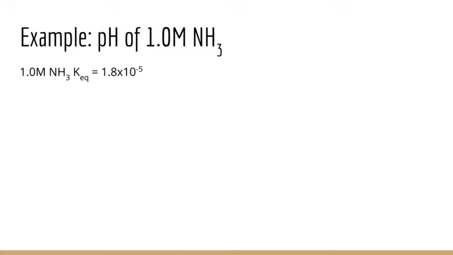Okay, so welcome back to our next example of ice tables. It's finding the pH of 1 molar ammonia. Now, the equilibrium constant for ammonia is 1.8 times 10 to the negative fifth. Yes, that looks exactly the same as the equilibrium constant for acetic acid.